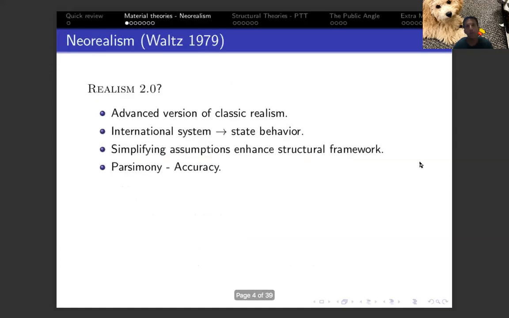All right, so today, as I said, we continue the discussion about the material theories with 2 different theories. I want to talk about a critical aspect related to neorealism, but first a quick review on the main points of realism in order to make sure that we're on the same page.